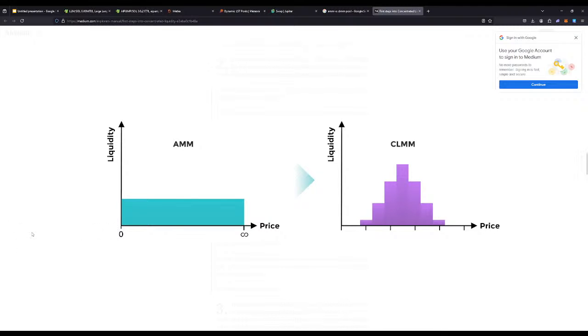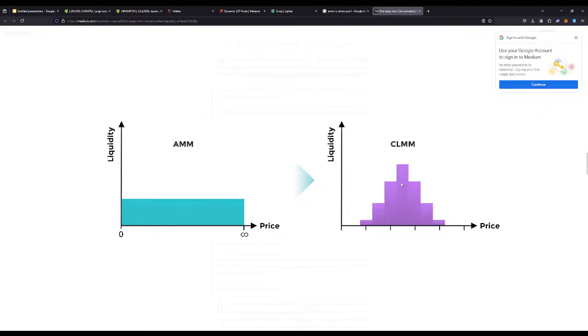So when we're providing liquidity in an AMM pool, most of our liquidity is actually left unutilized. Only a small portion of it is used. So if you're providing, let's say, $100 of liquidity, only a very small amount of that would actually be active and making you money through the fees, because it is uniformly distributed at all price points.